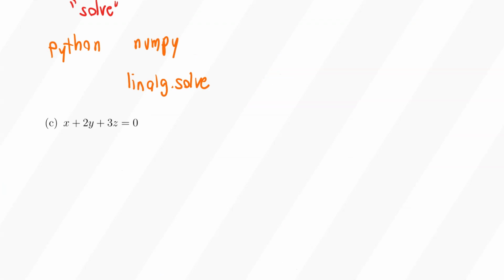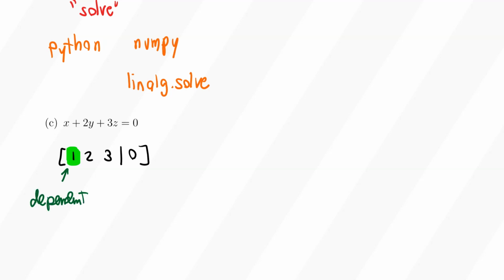So if I were to construct the augmented matrix for this, that's gonna be just 1, 2, 3, and then 0. So my x here is gonna be my dependent variable.